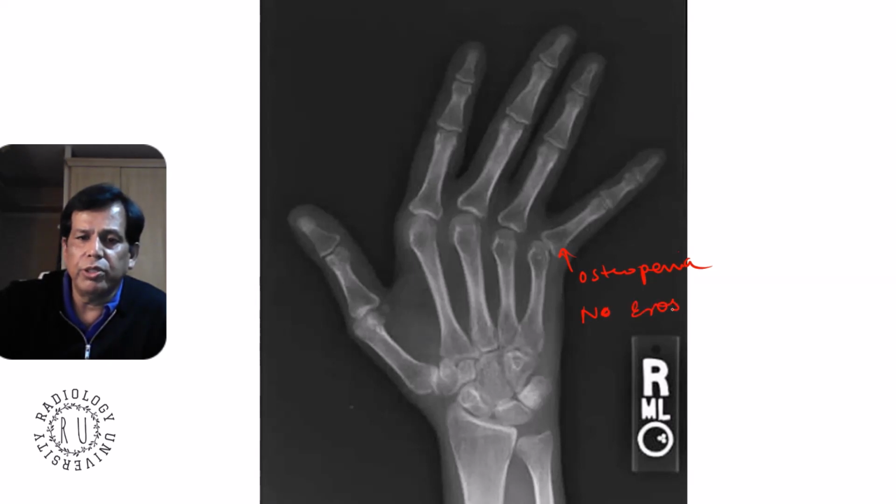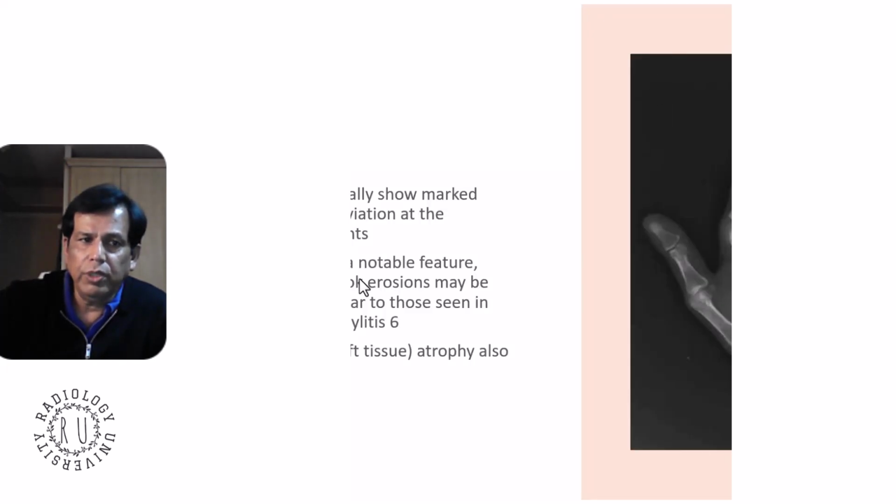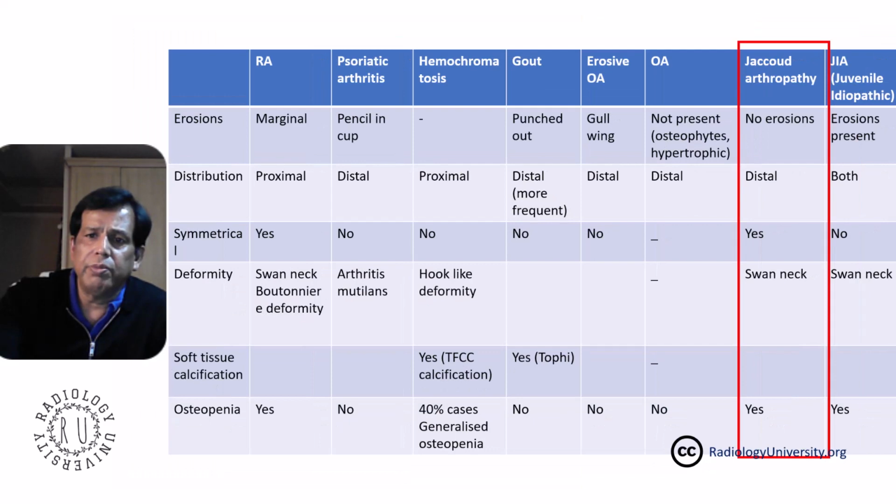This all comes into a condition called Jaccoud's arthropathy, and it can be due to SLE. You can get it in other conditions too, typical ulnar subluxation and absent erosion. Ankylosing spondylitis cases also you can see this happening, and SLE, and this deformity is called Jaccoud's deformity. And where we go here: no erosions, mainly distal, and deformity, and remember, seen in SLE and ankylosing spondylitis.